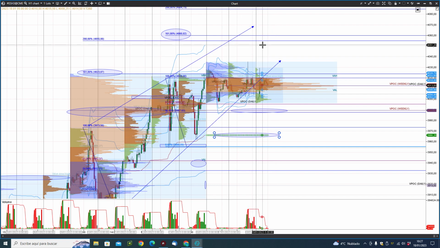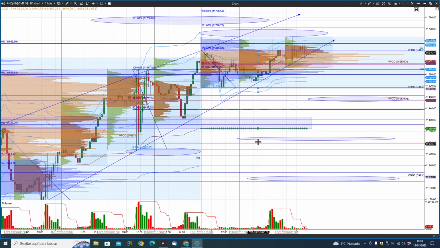4,050 is a place where there are a lot of call options, and in 3,950 there are a lot of put options. So let's see what the price decides.